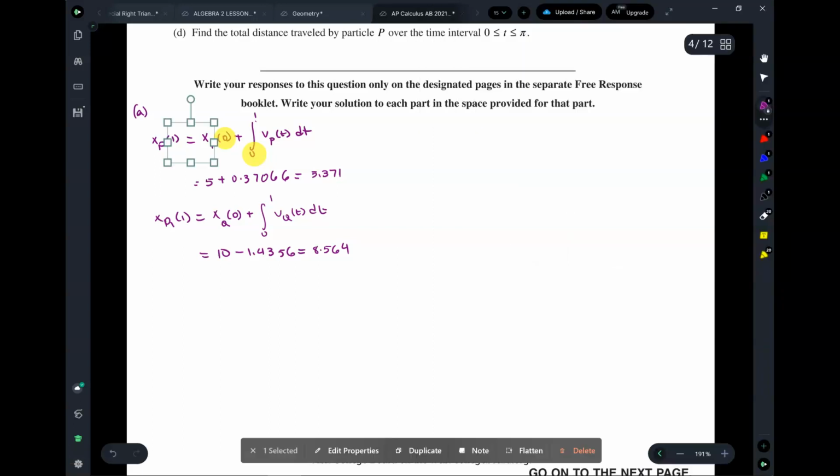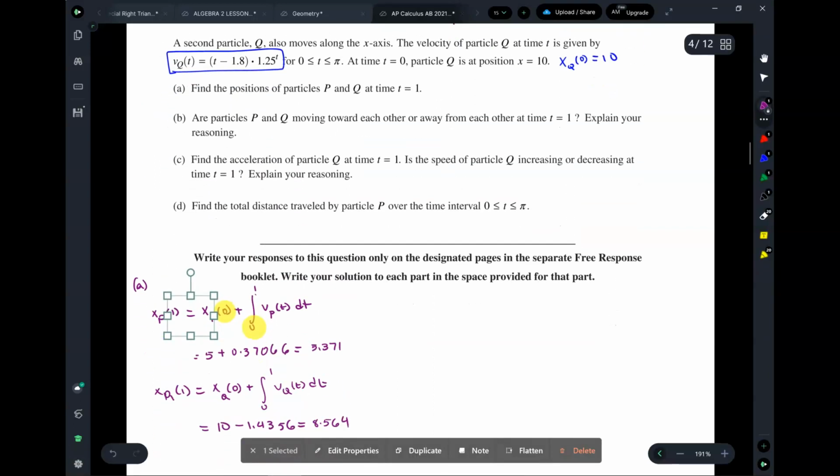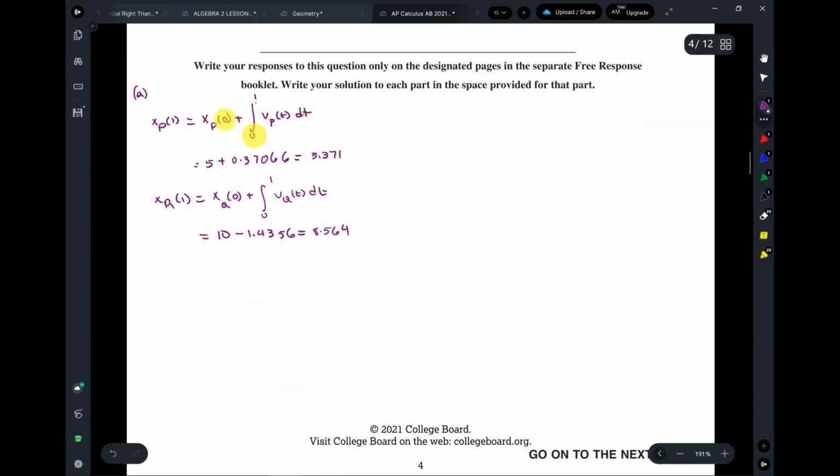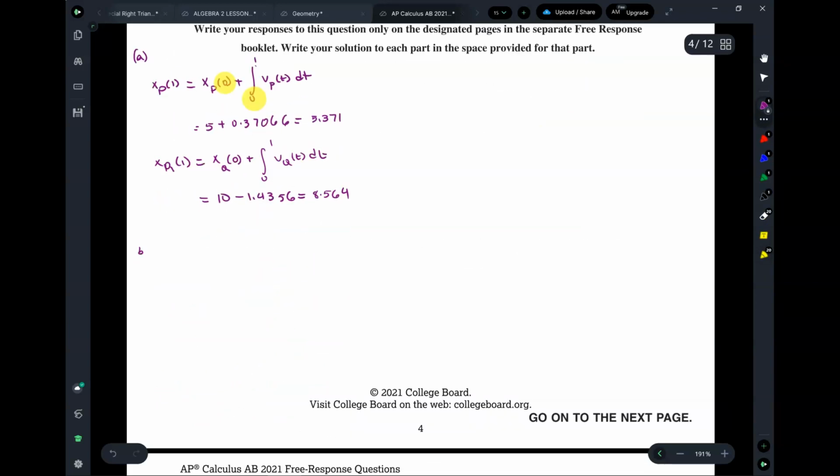Okay, so next. Are particles P and Q, I love this question. Are particles P and Q moving toward each other or away from each other at time t equals 1? Well, let's see. How do you know? The function of P is getting bigger, and the function of Q is decreasing as time moves forward.